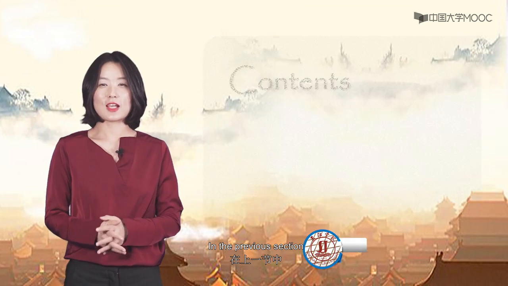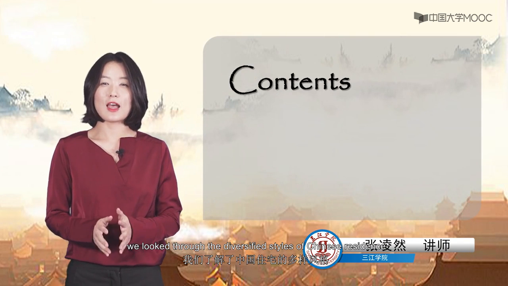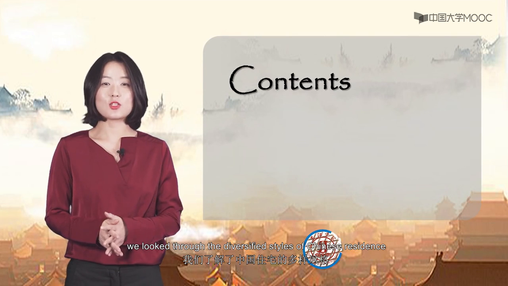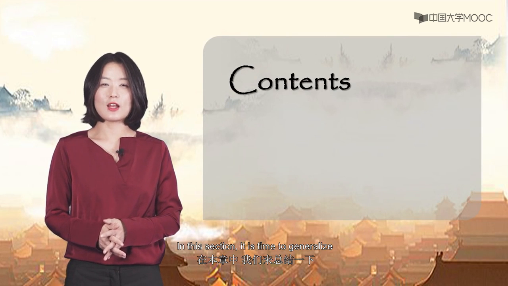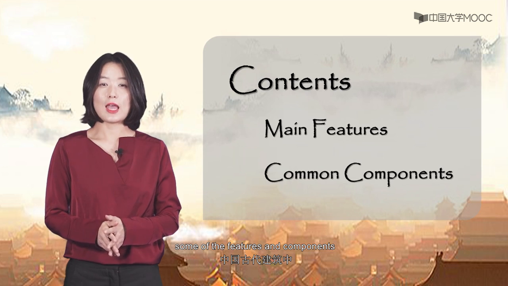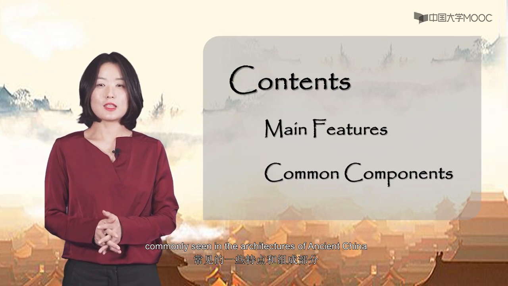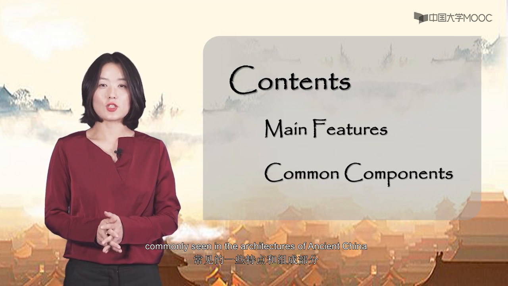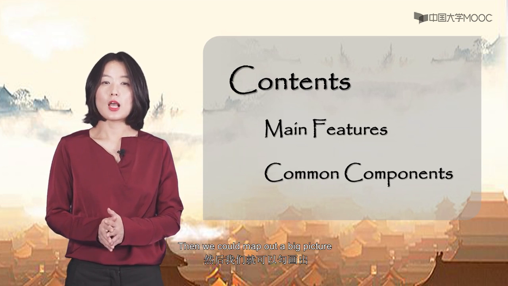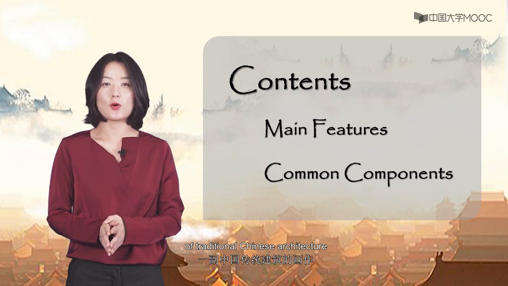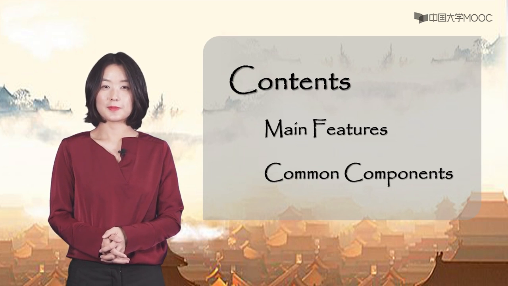In the previous section, we looked through the diversified styles of Chinese residence. In this section, it is time to generalize some of the features and components commonly seen in the architectures of ancient China. Then, we could map out a big picture of traditional Chinese architecture.